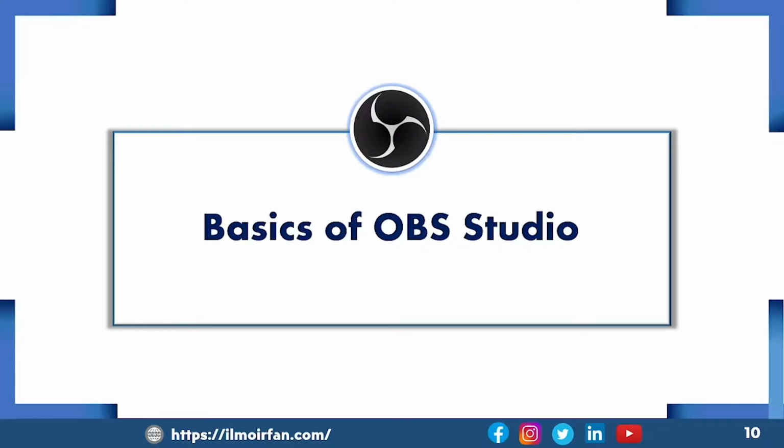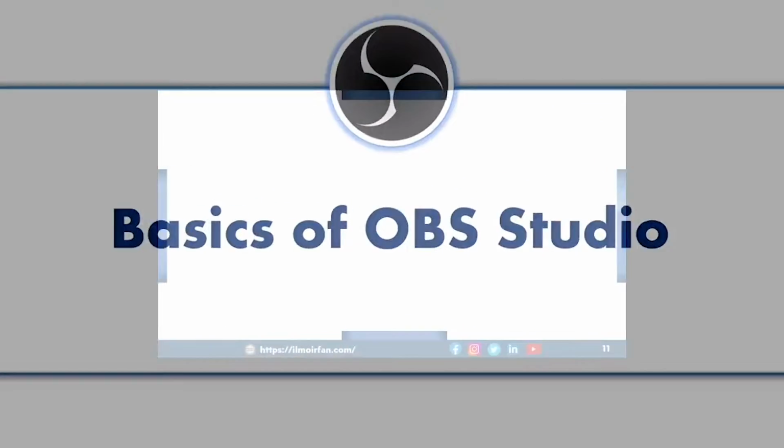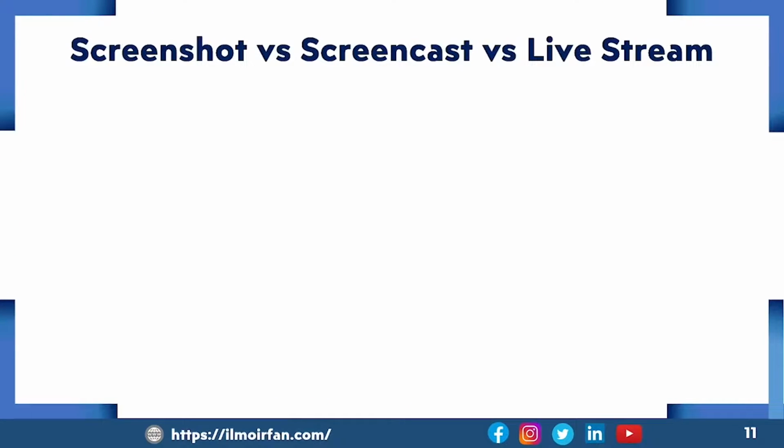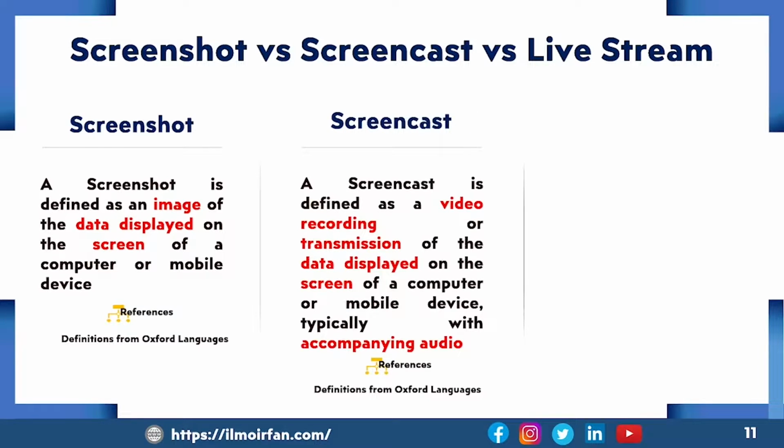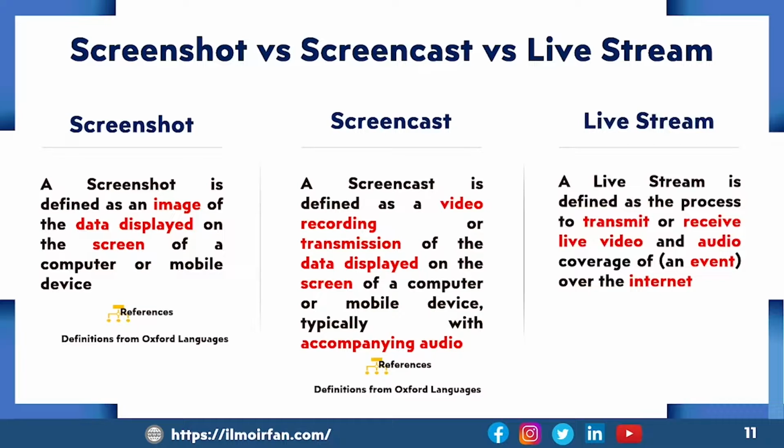Now let's move to the second part of this lecture, Basics of OBS Studio. Before moving forward, let's see the difference between the most frequently used terms: screenshot, screencast, and live stream. A screenshot can be defined as an image of data displayed on the screen of a computer or mobile device. On the other hand, screencast is defined as a video recording or transmission of data displayed on the screen of a computer or mobile device, typically with accompanying audio. And finally, a live stream is defined as the process to transmit or receive live video and audio coverage of an event over the internet.